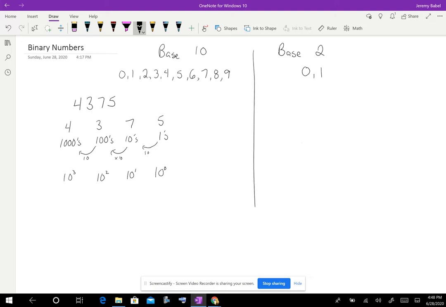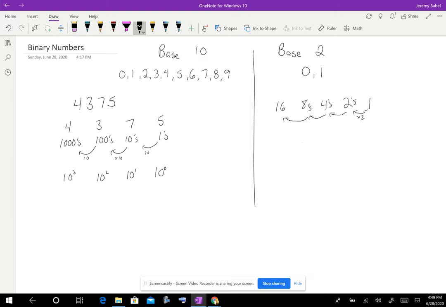So if we're in base 2, if we were to start in the ones place, the next place value would be the times 2, or twos place. And then times 2 again would be the fours place. Times 2 again would be the eights, and then the 16s, and so on. So that's our different place values. Instead of ones, tens, hundreds, thousands, it's ones, twos, fours, eights, and 16s.